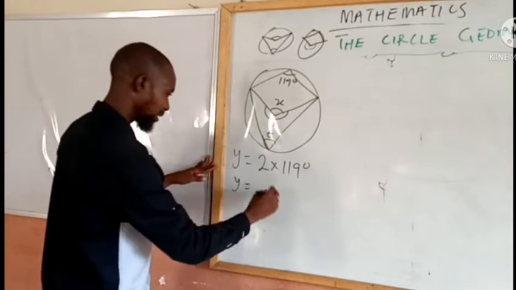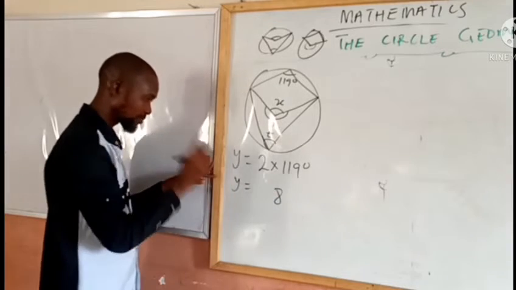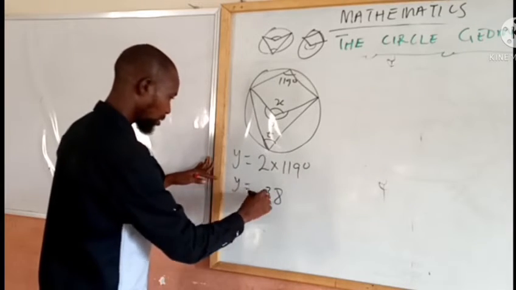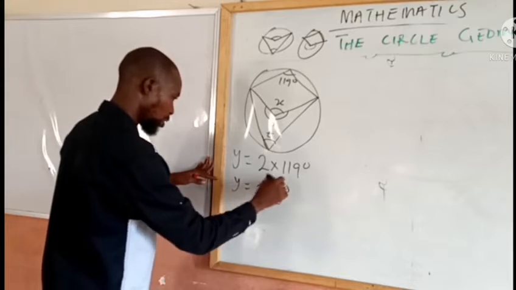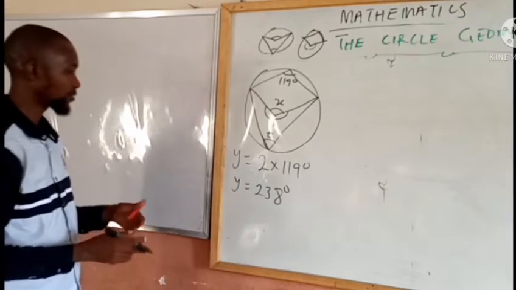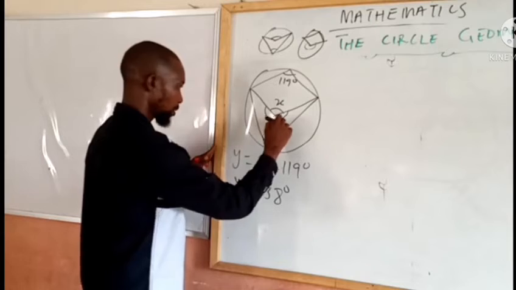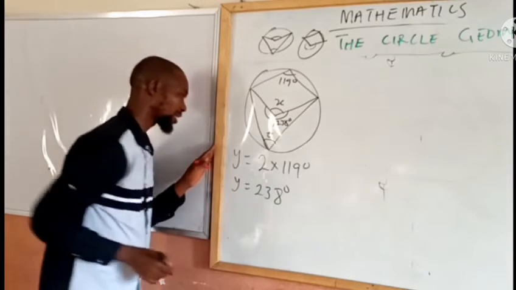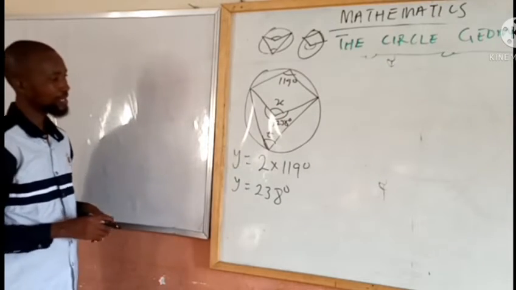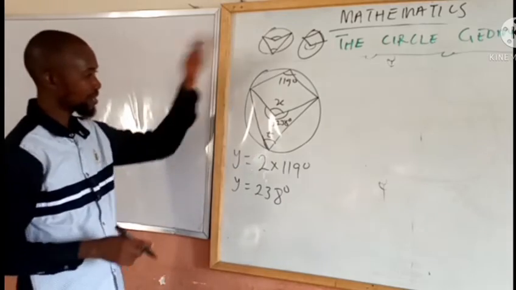We know 2 times 9 is 18. 8 is written there with the remainder of the 1. 2 times 1 is 2, 2 plus that 1 is 3. And 2 times 1 here is 2. So y this time around gives the value of 238 degrees. To be necessary, we put the value there. That is 238 degrees. Now that we've gotten that, let's now make reference back.